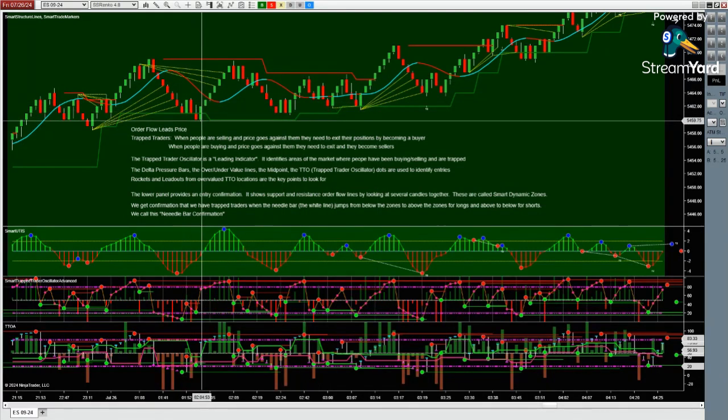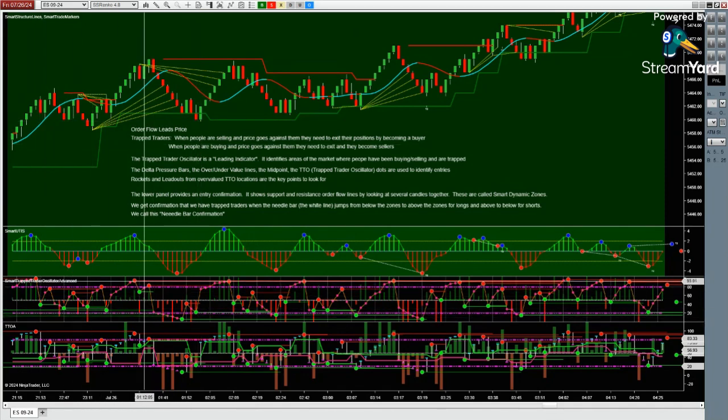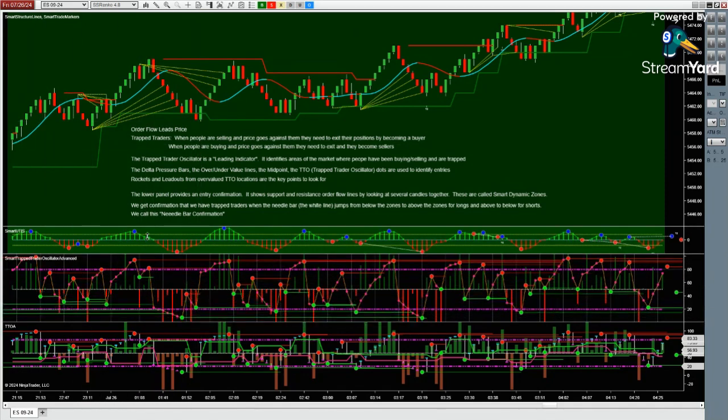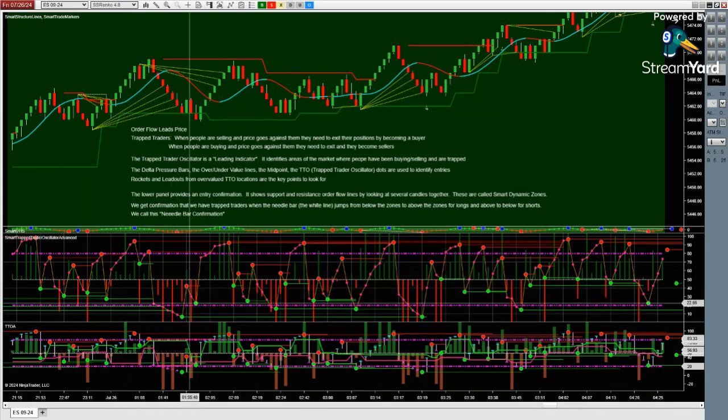So this is one of the few indicators where we will get a signal using the trap trader oscillator, this middle portion that I'll talk about now. Okay. And it's one of the few tools that I've ever seen that actually leads price.